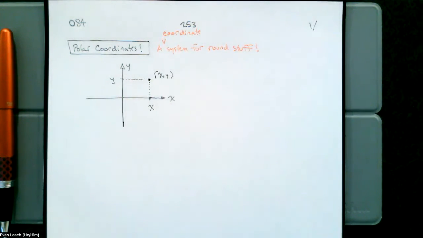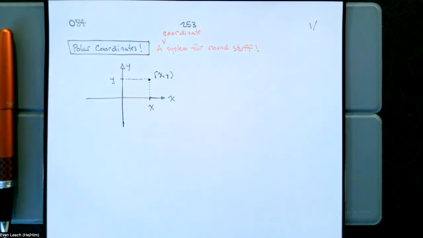But now we're really going to have to deal with polar coordinates in more detail. So all we have with polar coordinates is a different way of labeling two-dimensional space. It's just an alternate coordinate system that's really focused on round stuff.